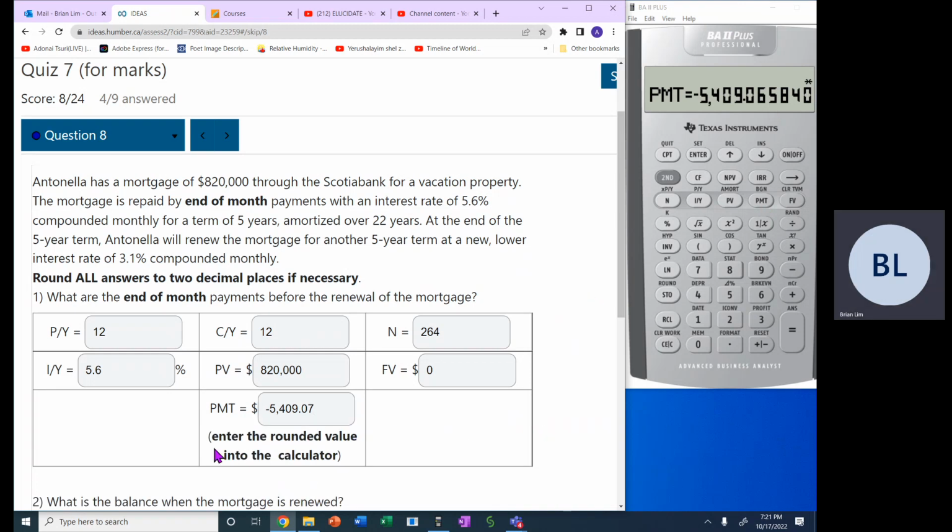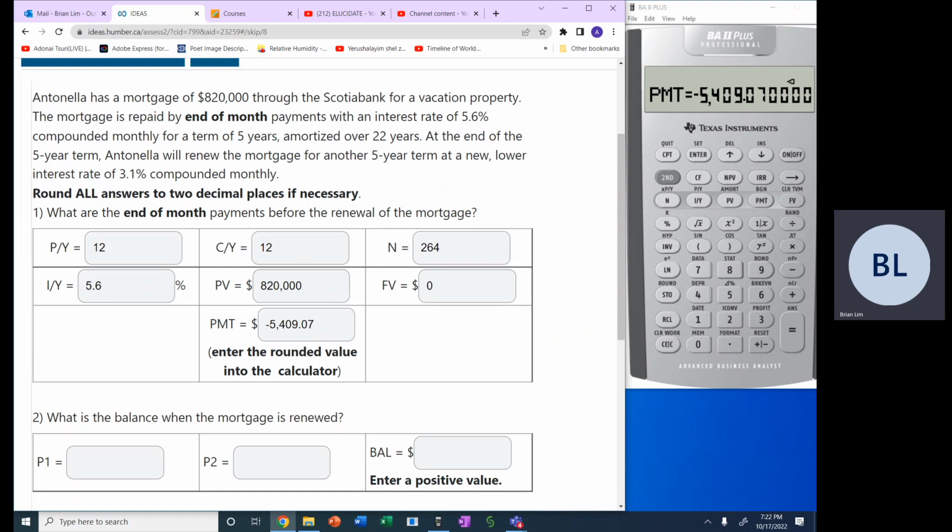All right, now we have instructions here, or a bit of instruction for this particular part, to enter the rounded value into the calculator. Why? Because if you were being told how much you would pay, you would be told it's $5,409.07. So let's do just that. 5409.07, and we will make it negative, and we will put it in for the payment. So we're all set now.